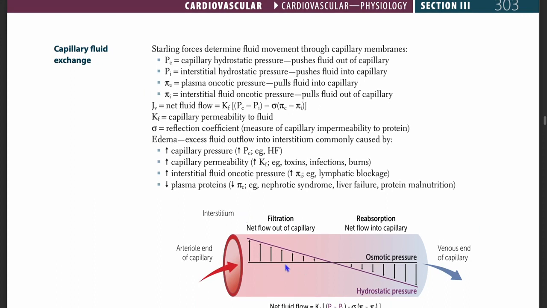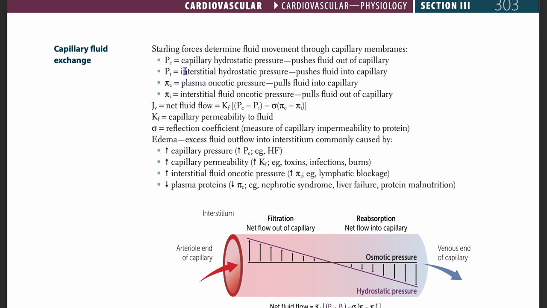There are 2 types of pressure. One is capillary hydrostatic pressure, and then you have oncotic pressure. Oncotic pressure pulls the fluid towards itself, and hydrostatic pressure pushes the fluid away from itself. So capillary hydrostatic pressure moves the fluid away from the capillary, and plasma or capillary oncotic pressure pulls the fluid towards it.